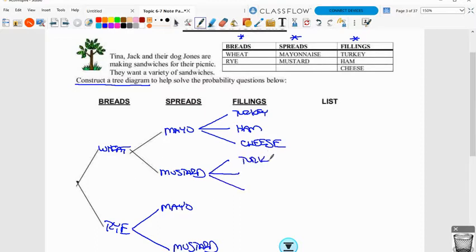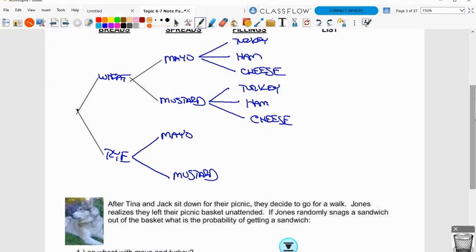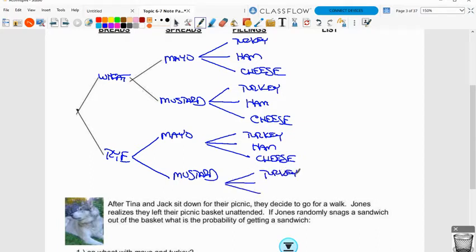So once again, we have three branches, and we're going to label turkey, ham, and cheese off of each of the branches. It's going to be the same thing with the rye bread and the spread that you chose down there. If you did rye bread with mayo, once again, you have three choices of fillings. You have turkey, ham, or cheese. Same thing as if you chose rye bread with mustard, you have three fillings to choose from: turkey, ham, and cheese.